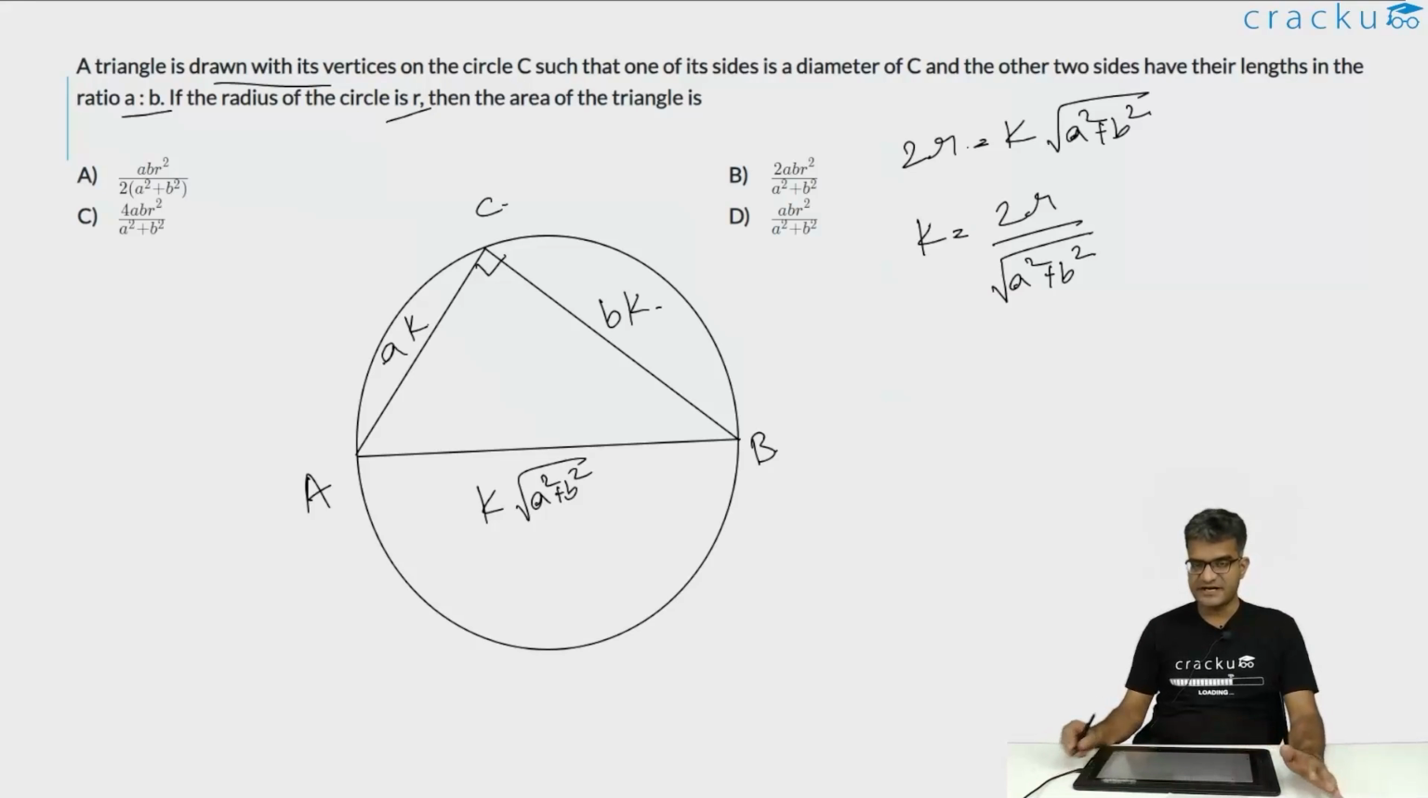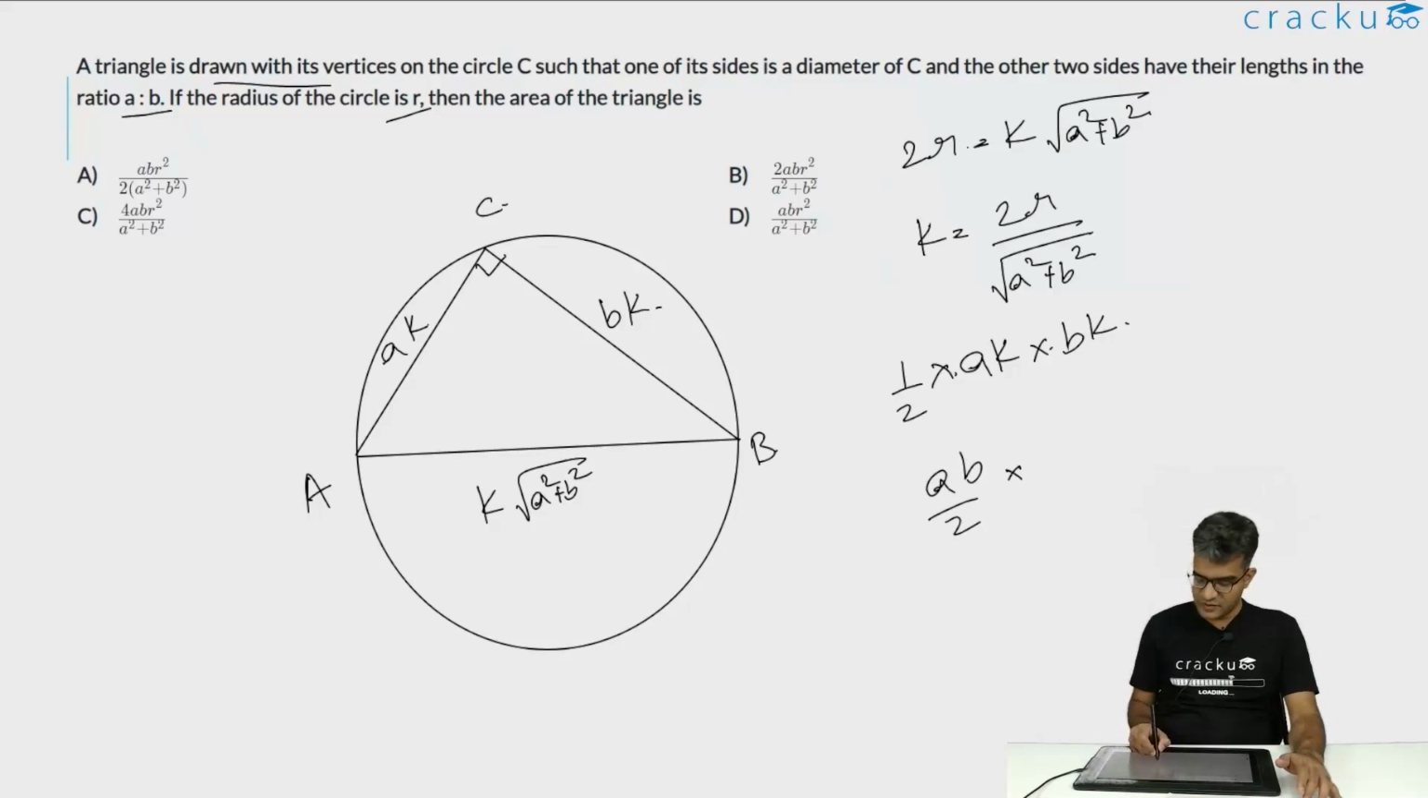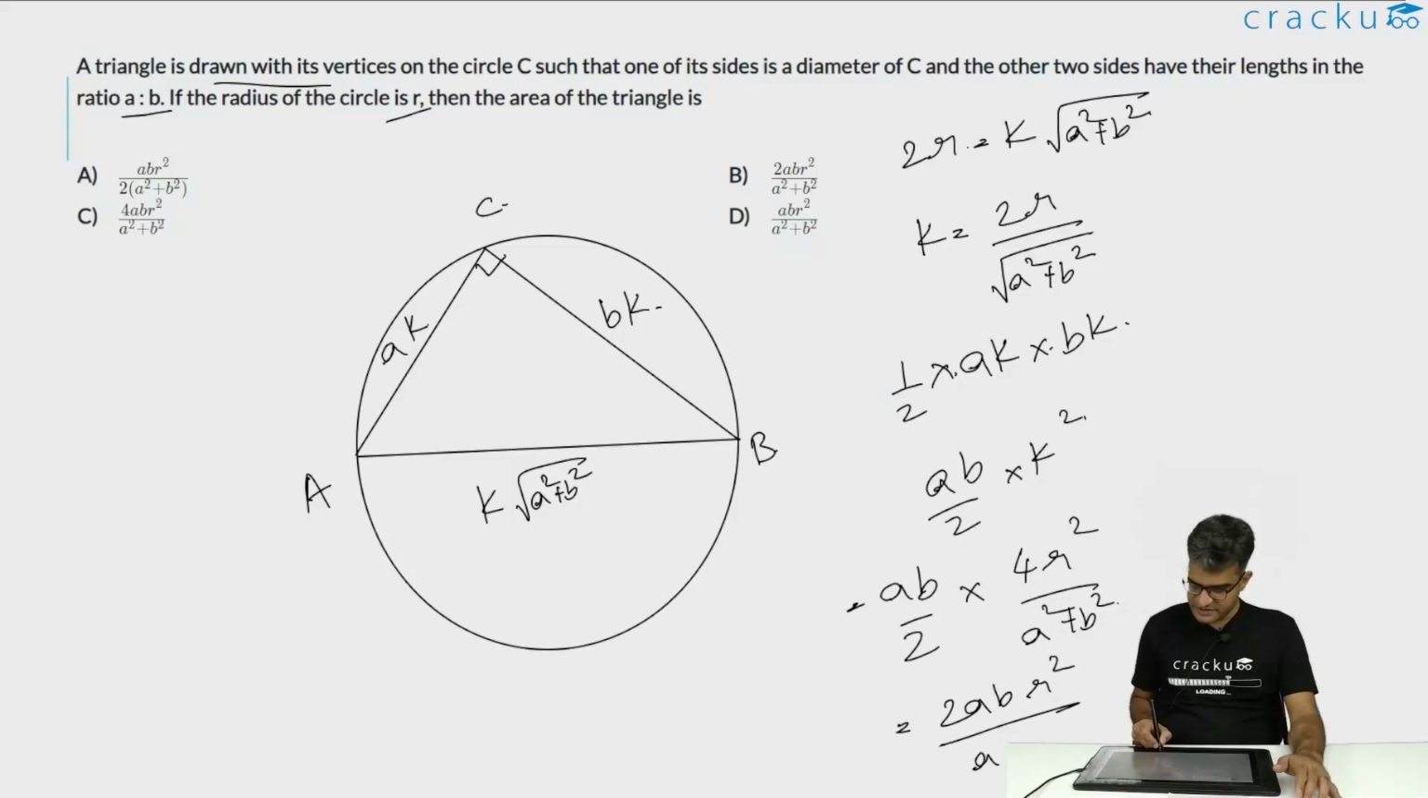What is the area of this triangle? The area of the triangle is half into side AC, which is equal to ak, into side BC, which is equal to bk. So the area of the triangle is ab by 2 into k square, which is equal to ab by 2 into 4R square divided by a square plus b square. This is equal to 2ab R square divided by a square plus b square, which is option B.